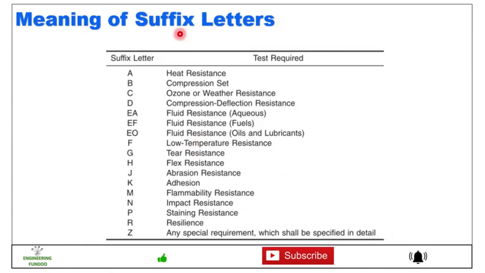Then we have the meaning of suffix letters. If we provide any suffix letters, it indicates the test requirement according to this table. For suffix letter A, the test required is for heat resistance. For B we require compression set, and similarly for C we require ozone or weather resistance. And similarly we have up to Z, for which we require any special requirement which shall be specified in detail.